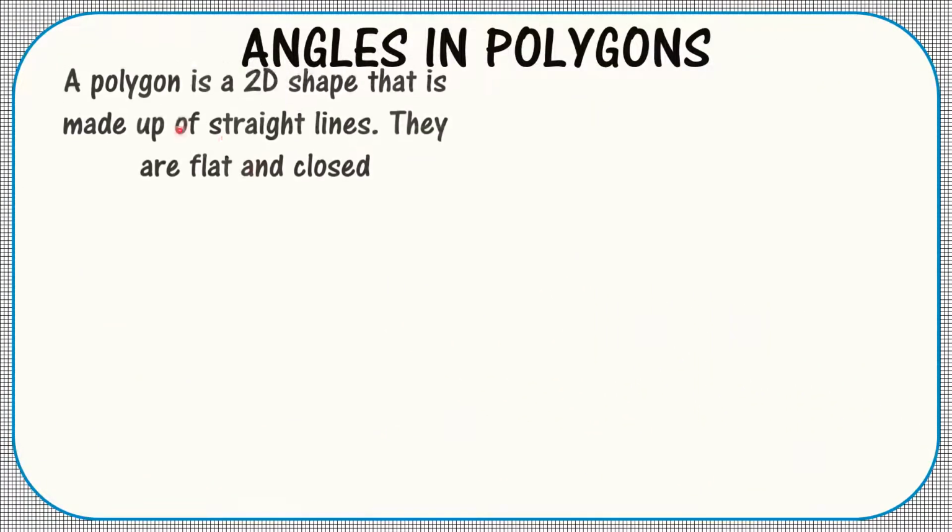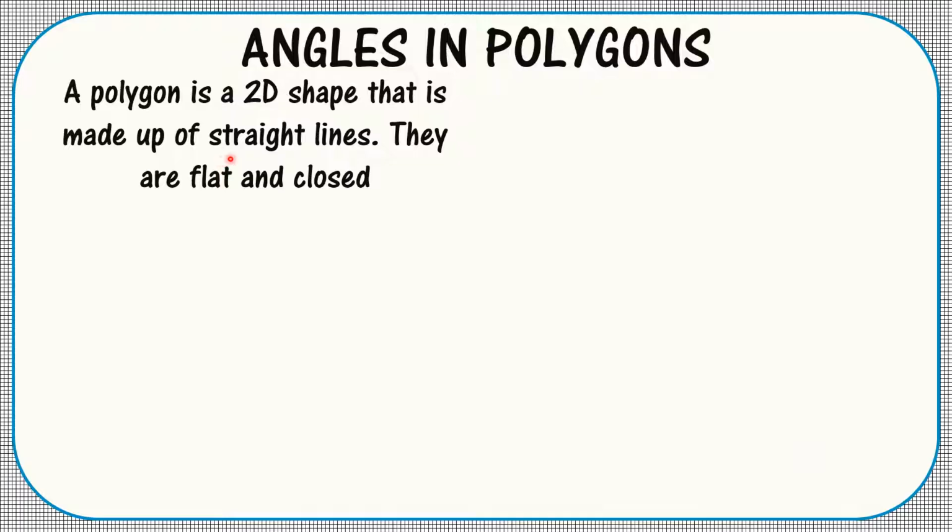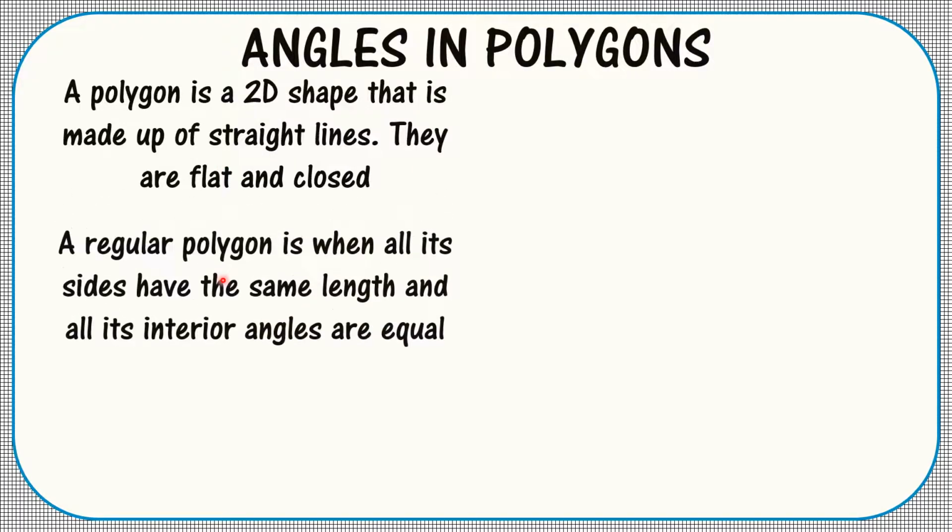Angles in polygons. A polygon is a 2D shape that is made up of straight lines. They are flat and closed. A regular polygon is when all its sides have the same length and all its interior angles are equal.